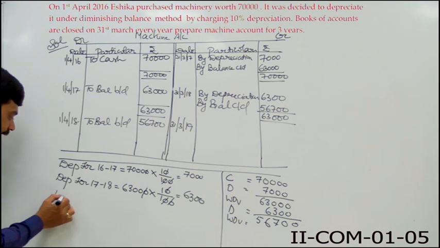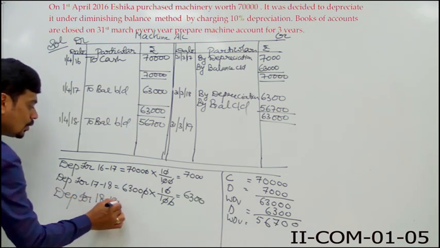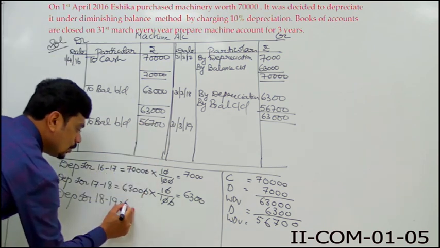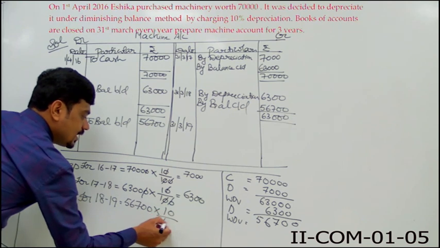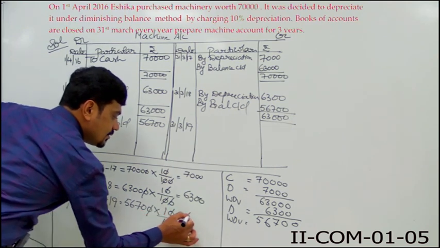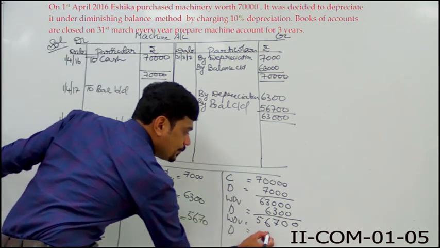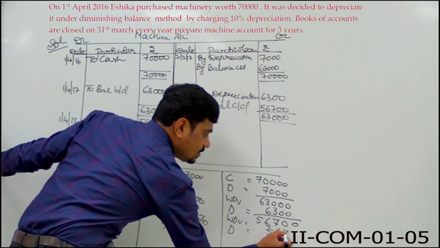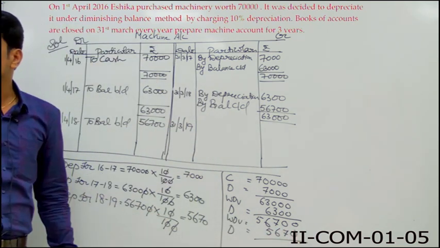31/3/2019. So again, I'll calculate depreciation. 3 years. 18 to 19. What is the written down value? 56,700. 10%. 0, 0, 0, 0 cancelled. 5,670. So subtract depreciation. 5,670. Please maintain the dignity of decimals.